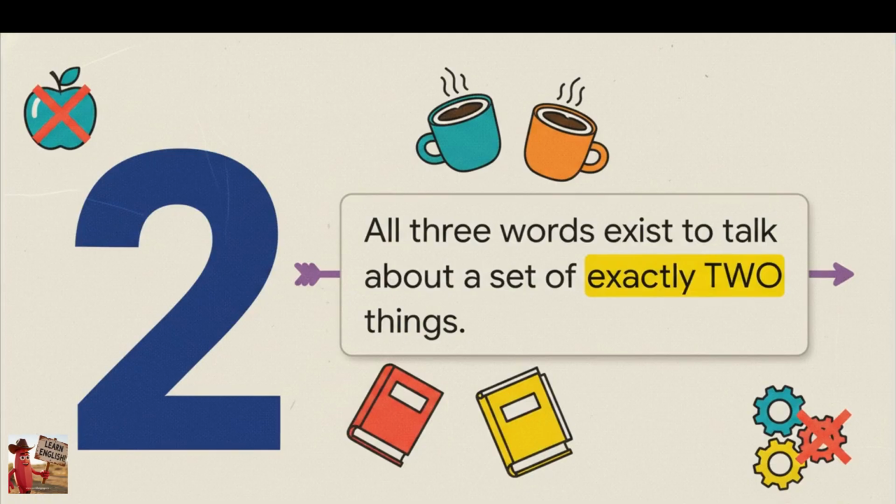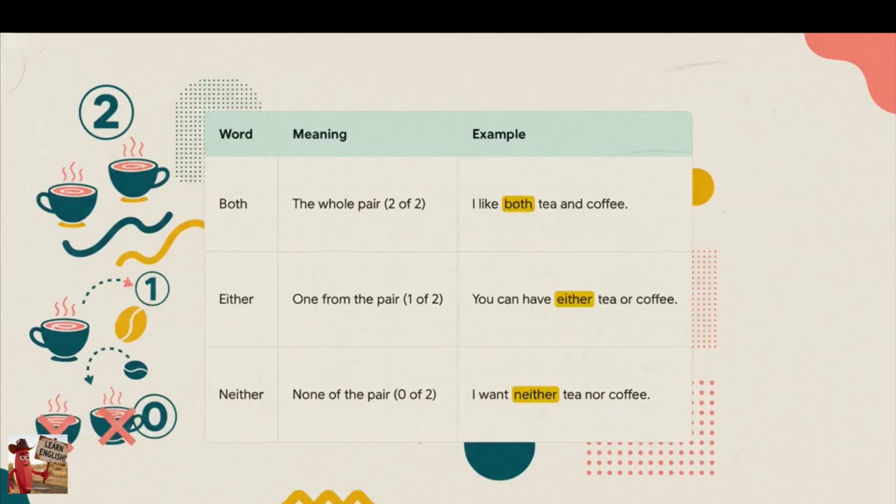And that's it. Seriously, that is the whole secret. Whenever you see both, either, or neither, your brain should just immediately think pair. We are talking about exactly two things. Not one, not three, but always two. And check this out. This table makes it crystal clear.